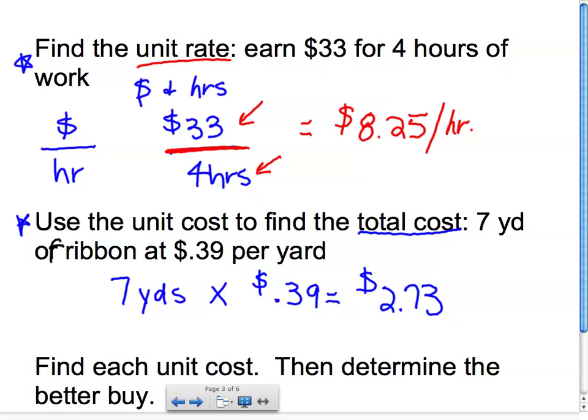So, the difference between the unit cost or unit rate and the total cost. The question for us at this point is, when we're reading a problem, are they asking us to find the unit rate, or are they asking us to find the total cost? And which process to use when they're looking for those? If you need to take a second to write these down so you understand it better, that would be great.